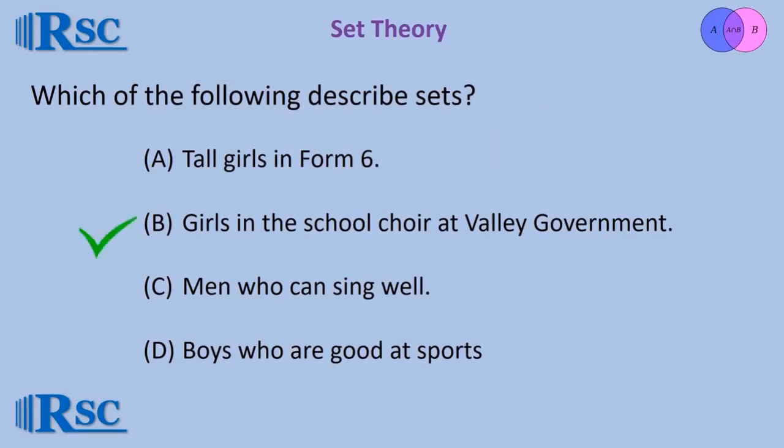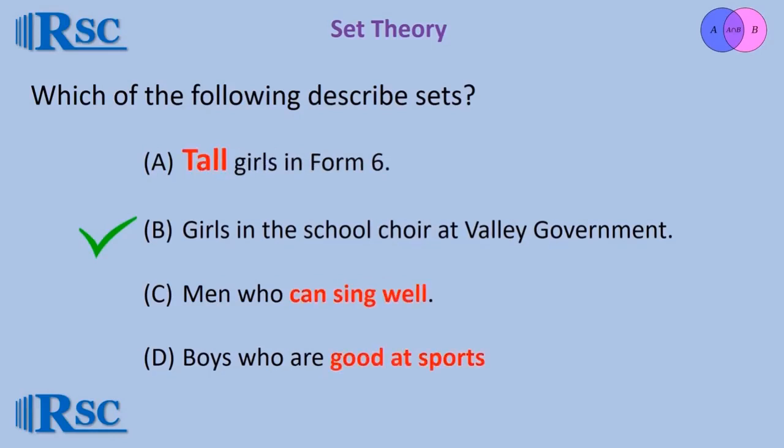Only B is clearly defined, and hence only B describes a set, which is girls in the school choir at Valley Government. A, C, and D, that describe tall or who can sing well or good at sports, are all relative terms and not clearly defined.